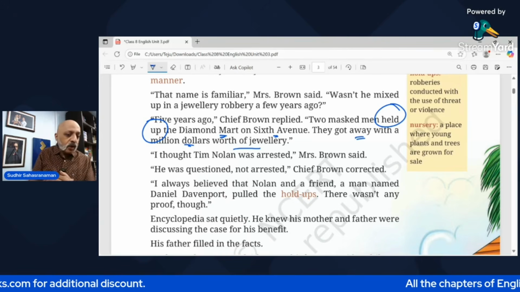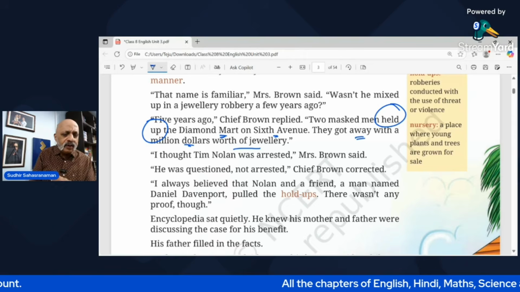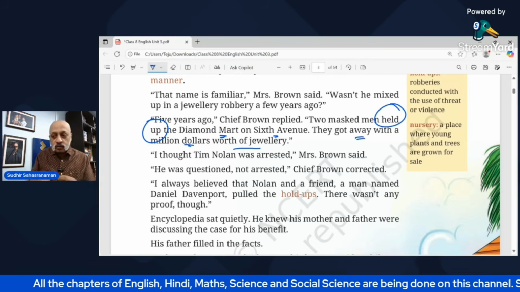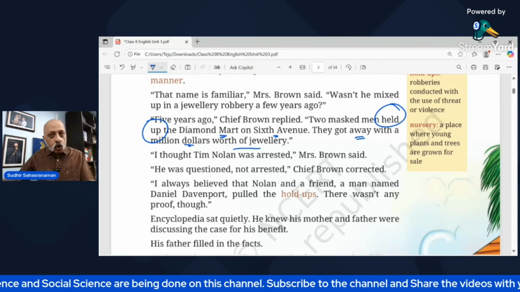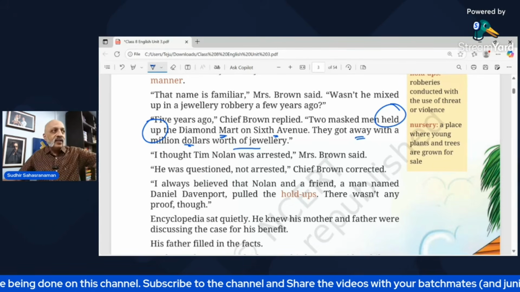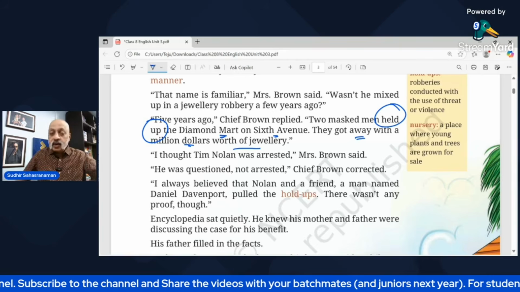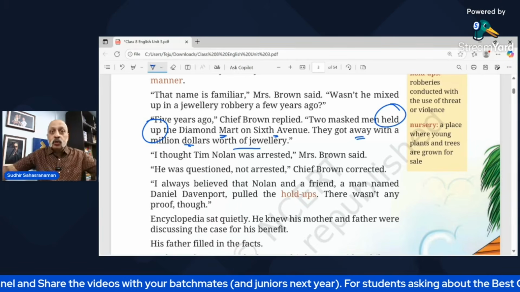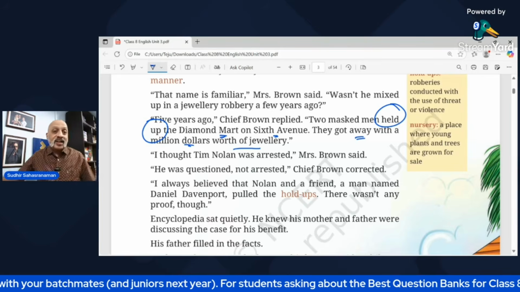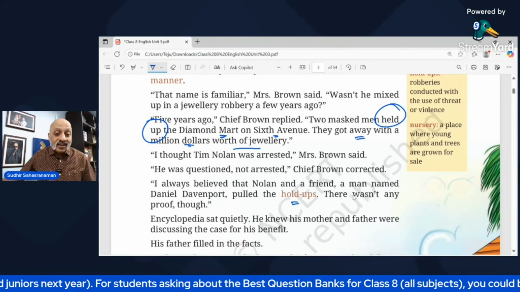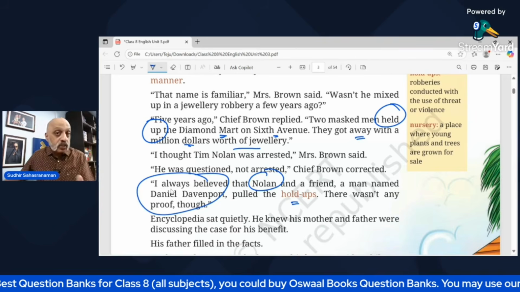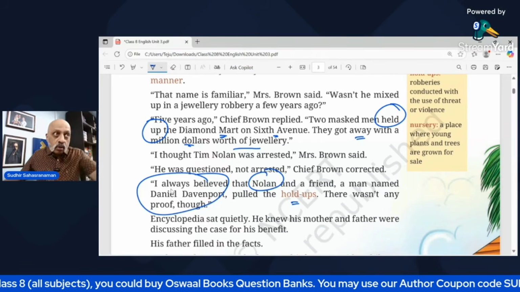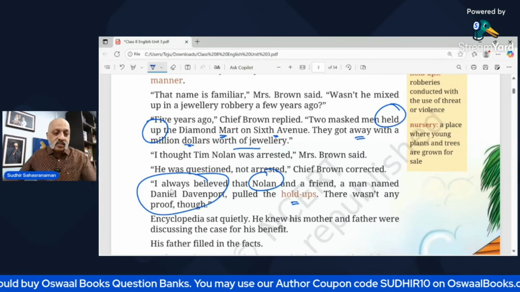He corrected his wife. I always believed that Nolan and a friend named Daniel Davenport pulled the holdups. There wasn't any proof though. A hold-up means a robbery which is conducted using the threat of violence. You have a gun or a knife or any sharp weapon and you say, if you don't give me this, I'm going to kill you, I'm going to hurt you. So that is what is called a hold-up. Tim Nolan and his friend Daniel Davenport were the 2 guys who carried out this robbery, but there was no evidence to implicate them. There was no evidence to arrest them.